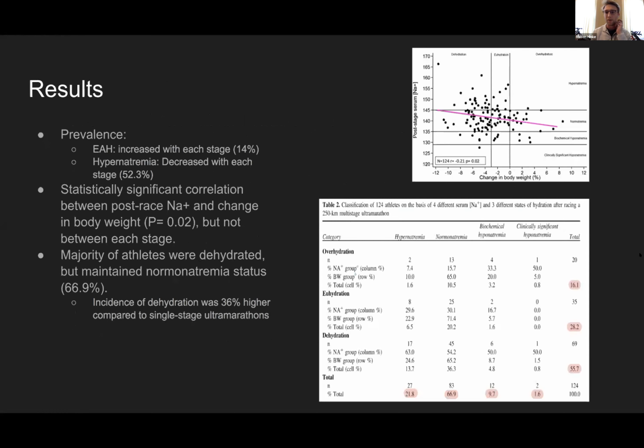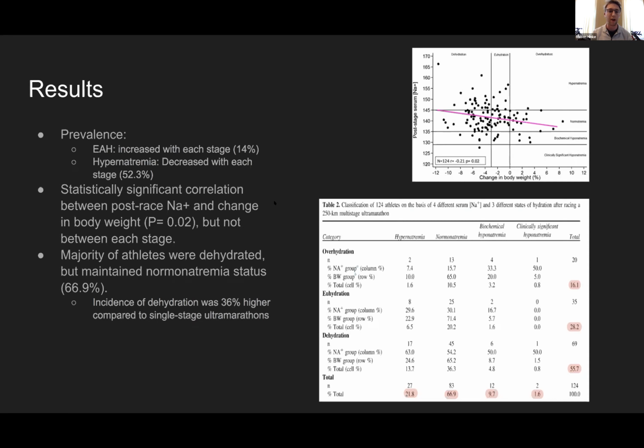So looking into our results here, I have two images here. The overall prevalence of EAH and hypernatremia. EAH actually increased with each stage, with a relative overall prevalence of 14%, whereas hypernatremia decreased with each stage, but was very prevalent, a total of 52% of the various participants. So there was a statistically significant correlation between post-race sodium and change in body weight.